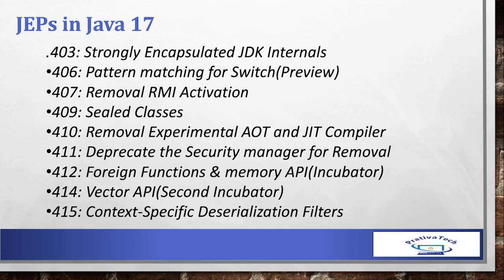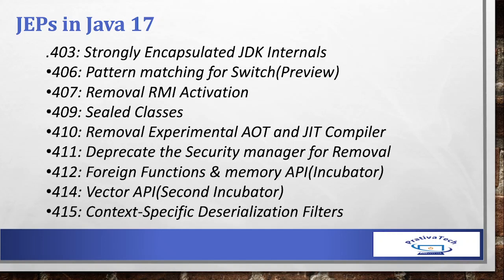It's the preview version. 407: Remove RMI Activation. 409: Sealed classes. 410: Remove the experimental AOT and JIT compiler. 411: Deprecate the Security Manager for removal. 412: Foreign Function and Memory API, incubator. 414: Vector API, second incubator. 415: Context-specific deserialization filters. Going forward in this video and in the series, we will be looking at all the JEPs in detail.